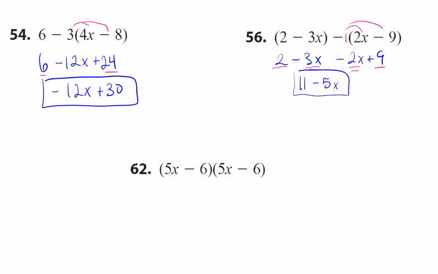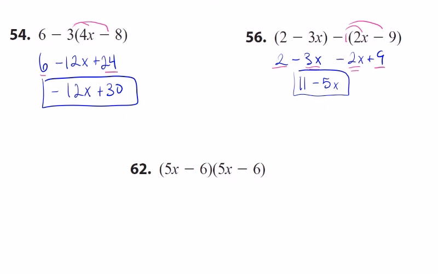So a lot easier than FOILing, right? In this case, all we have to do is just combine like terms, really. And remember, you can bypass this step if you like to, but just be careful with your signs. It's 2 minus negative 9, which would turn into 2 plus 9, and so that would be 11. And then negative 3x minus 2x would be negative 5x.